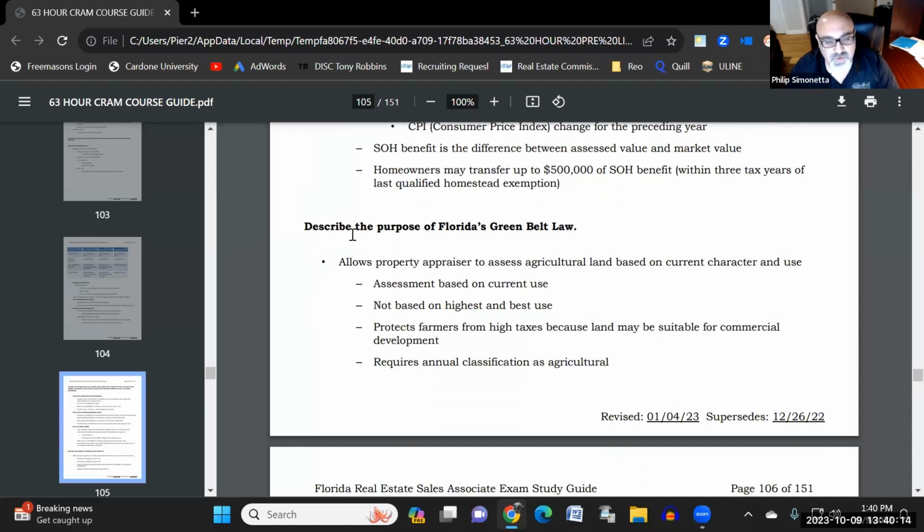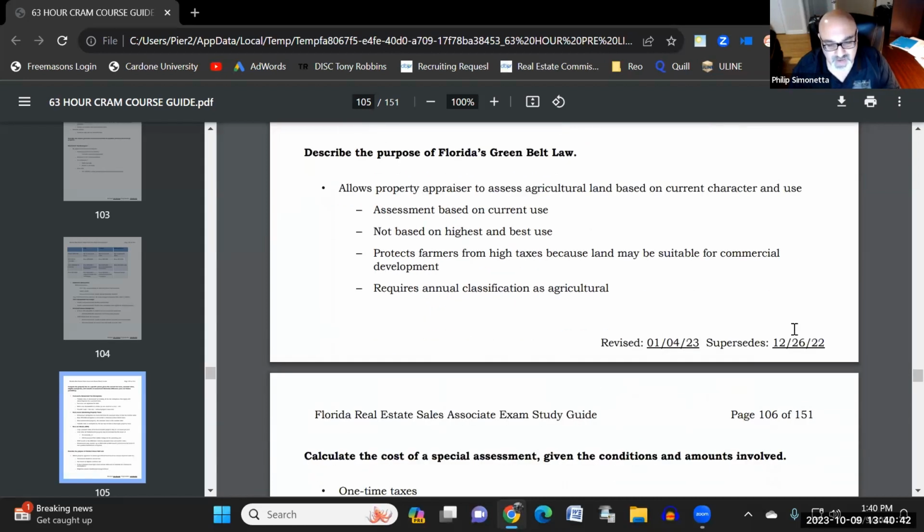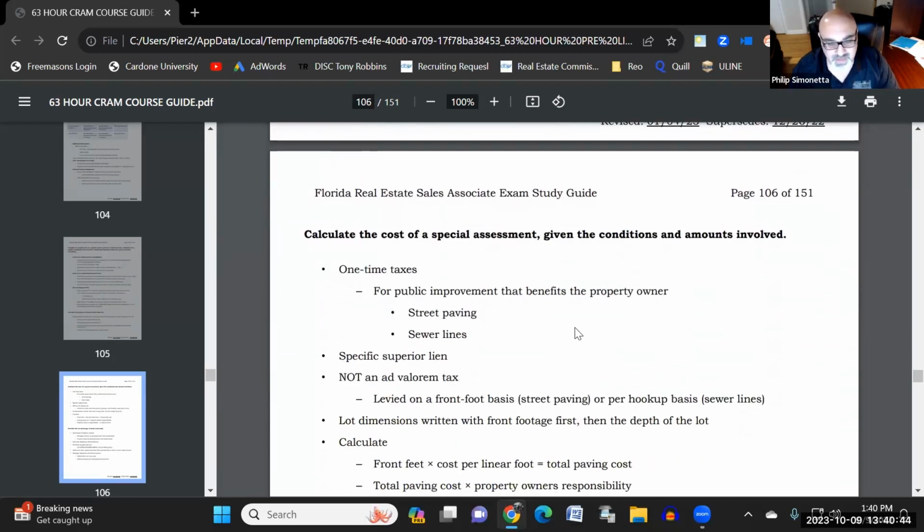Okay, describe the purpose of Florida's Greenbelt Law. The Greenbelt Law allows the property appraiser to assess agricultural land based on the current character and use. They don't base it on what it could be, right? Because the tax would go through the roof. The assessment is based on current use, not based on highest and best use. It protects farmers from high taxes because the land may be suitable for commercial development. It requires annual classification as agriculture. So you have to refile it every year to get the classification.